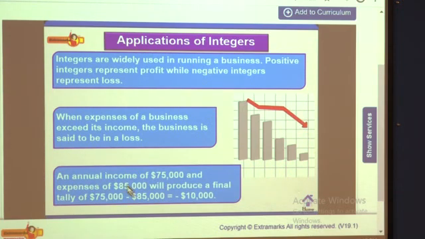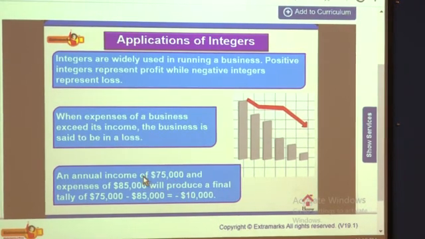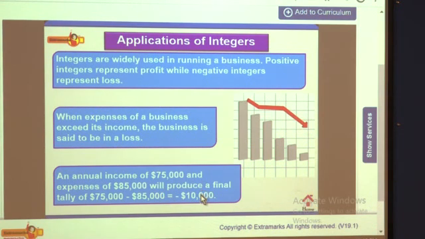An annual income of 75,000 and expenses of 85,000. Here, oh no, we should not do this type of business because we are getting a loss, 10,000 rupees loss. So we want only profit while doing business.